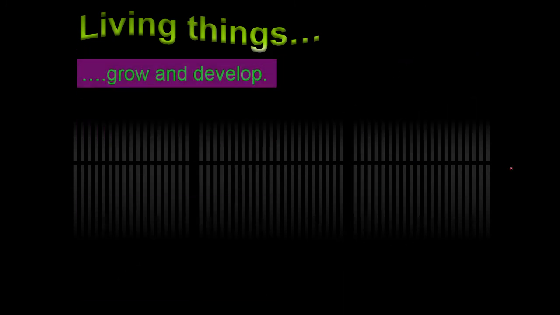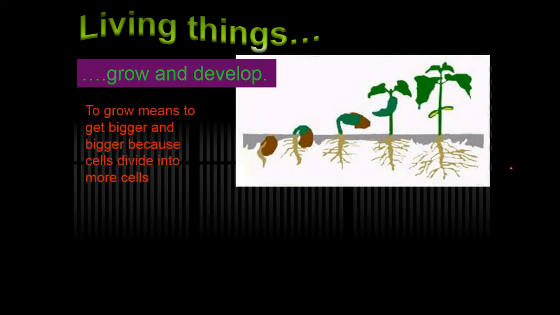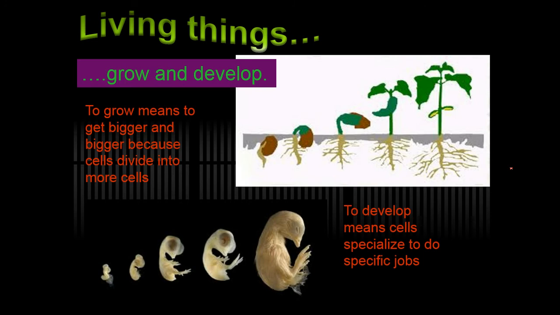Another characteristic is that living things are able to grow and develop. To grow means to get bigger and bigger because cells inside the living organism are dividing into more cells. To develop means that the cells in an organism take on specific jobs.